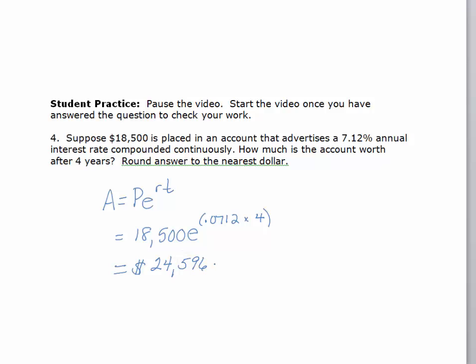So the continuously compounded interest formula is actually, I think, easier to use than the compounding by a specific amount. Also, if you want to find a principal given an amount, the similar formula would be P equals A e to the negative rt, and that works similarly to the other formula.